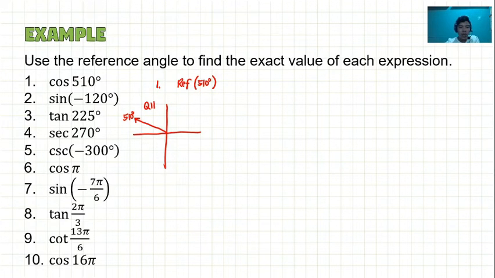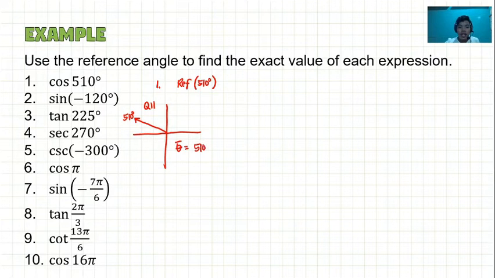Okay? So since si cosine yung hinahanap natin at quadrant 2, si cosine ay yung x, so negative dapat yung answer natin. Okay? So we need to solve first for its reference angle. So we need to know theta bar muna. Okay, so 510 degrees is more than 360 degrees. So we will just subtract 360, right?